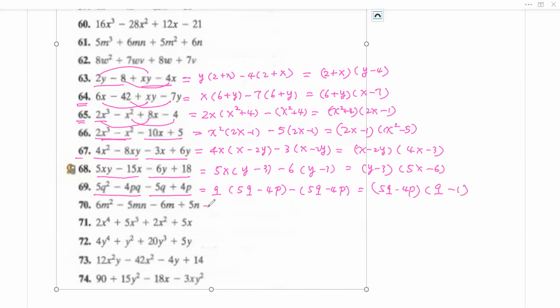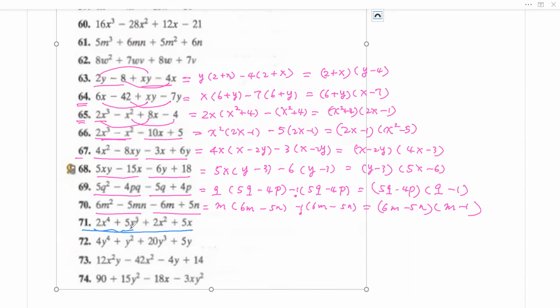See 70, same group this one, right? So m is the first, so 6m minus 5n. Second one, take a negative out, 6m minus 5n, right? So you can get a 6m minus 5n, and the rest is m minus 1, right? So here, 1 actually here, right? We didn't write it out. All right, 71.